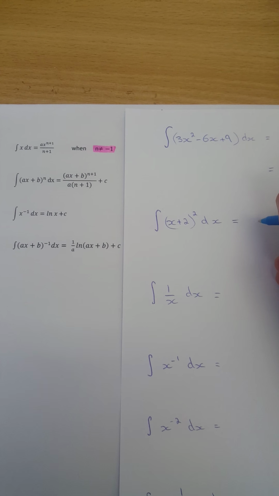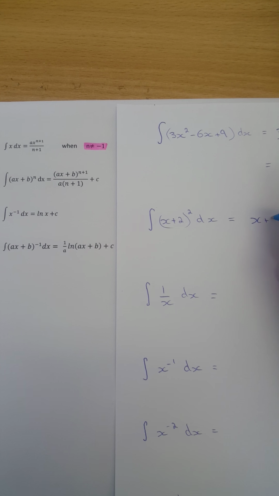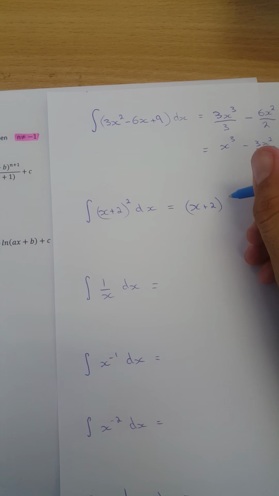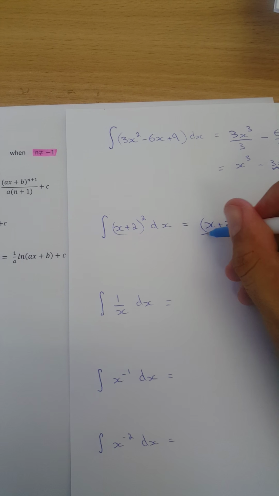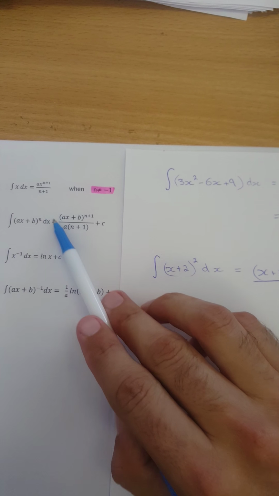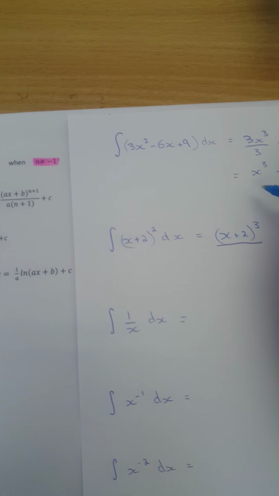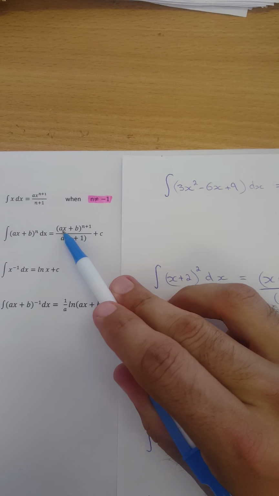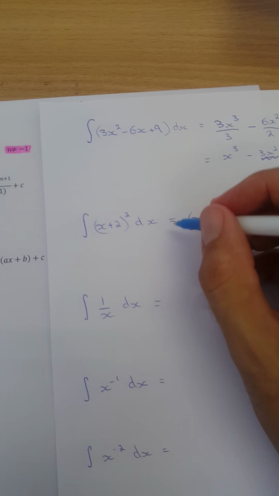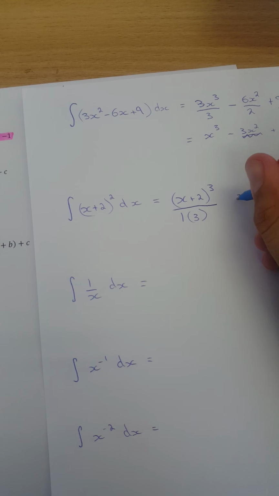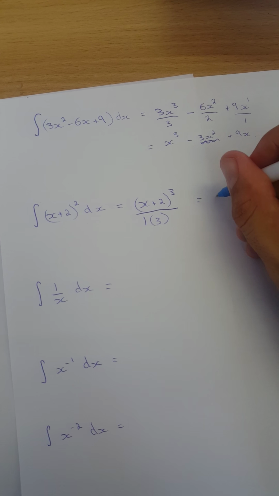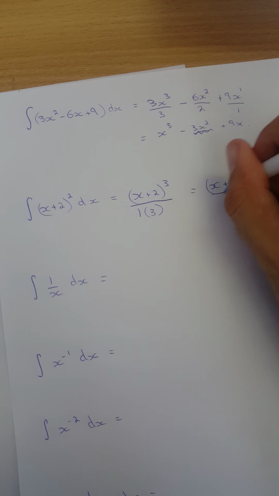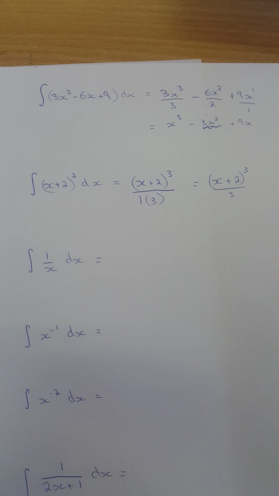So in this case, we will do the same. So we're going to end up with x plus 2, adding 1 to the n value. We get 3. We need to divide by that n plus 1. So I know our n plus 1 was 3 up the top, and the constant out the front of whatever the x was, well in this case the constant was 1. So 1 times 3. So we end up with x plus 2 to the power of 3 over 3. Going to pause it there.